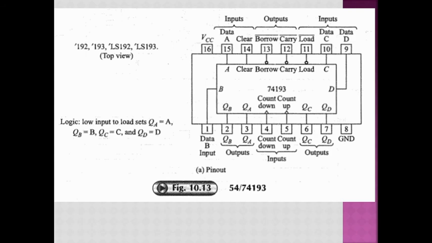What are the outputs of the counter? QD, QC, QB and QA. These are the outputs of the counter. Pin number 6, pin number 7, pin number 2 and pin number 3 are the outputs of the counter. So this data will be transferred from input to the output side, and the counter starts its counting from this state only, state number 5.